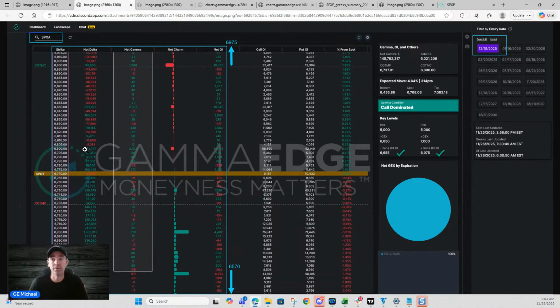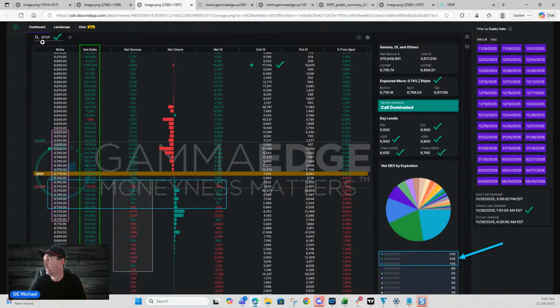You will notice we do have significant red net delta up here. These are in the money puts as long as they're above spot price, so those will continue to be a headwind, but we'll look at the SPXP here in just a minute. So takeaway: call dominated, above and below spot price, supportive from an institutional standpoint into the November expiry. All right, moving on to the SPXP.